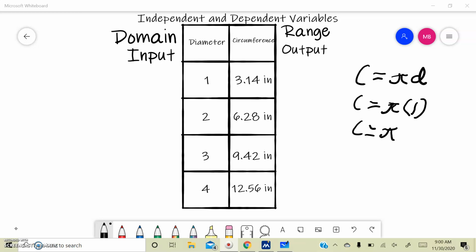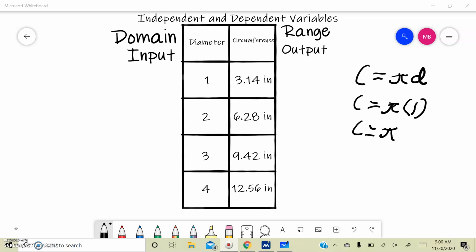Your independent variable doesn't matter what's going on around it. It's going to be by itself, it's not going to change. Where your dependent is directly affected by that independent variable. So which one is directly affected in this case scenario of diameter to circumference? Your independent variable is going to be your diameter. Whatever your diameter is going to directly affect what your circumference is going to be.